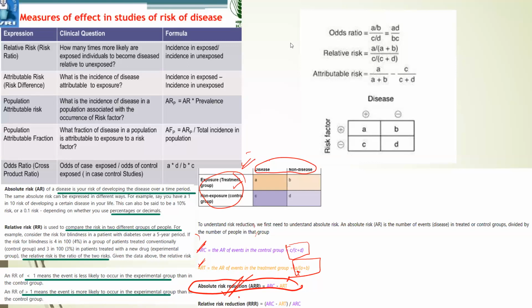So if instead of absolute risk reduction, they give you a truth table and ask you to calculate the relative risk reduction, then the formula will be ARC, the absolute risk in the control group, minus ART, the absolute risk in the treatment group, divided by ARC. So you've got to remember both the formulas. Relative risk reduction hasn't been asked, but there is a likelihood of it being asked if they want to complicate your question.